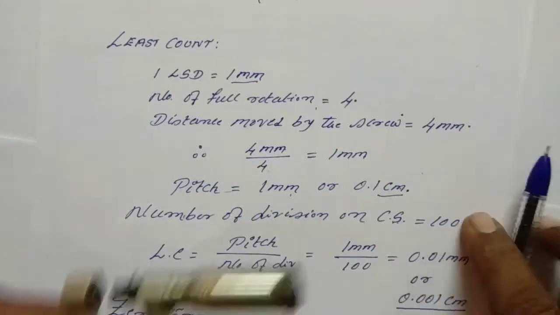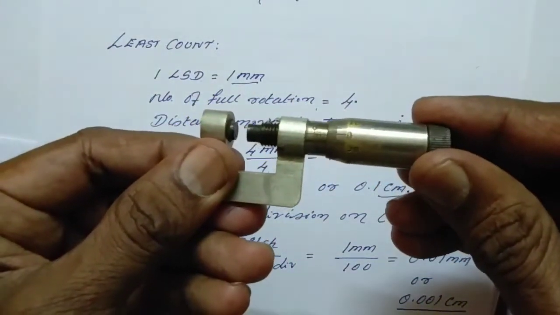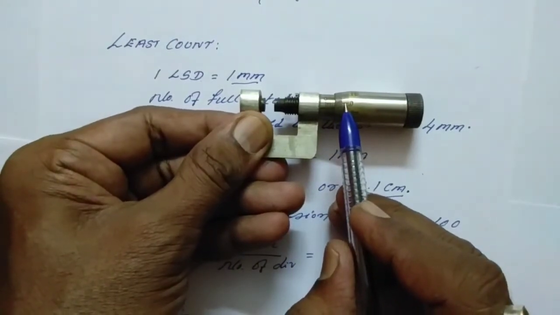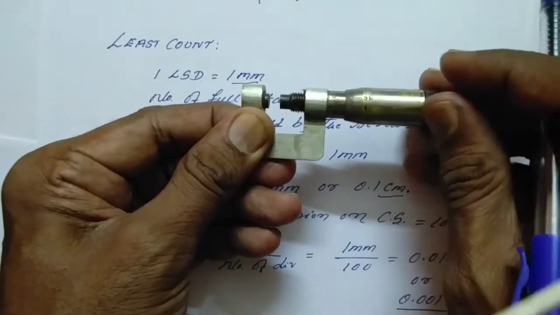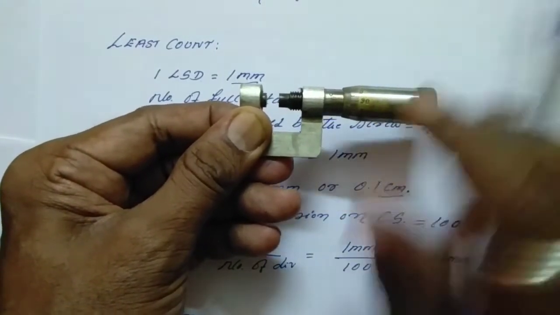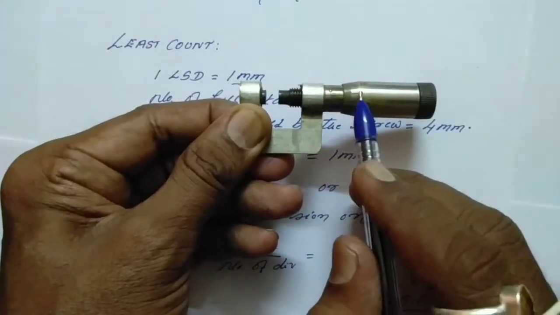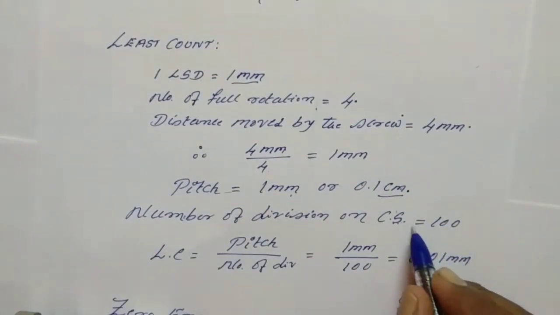Now the number of divisions on the circular scale. CS means circular scale. Please observe how many divisions there are here. Here is a 0. Then here is 10, 20, 30, 40, 50, 60, 70, 80, 90. After this 90, once again 10, so 100. So the total divisions are equal to 100.